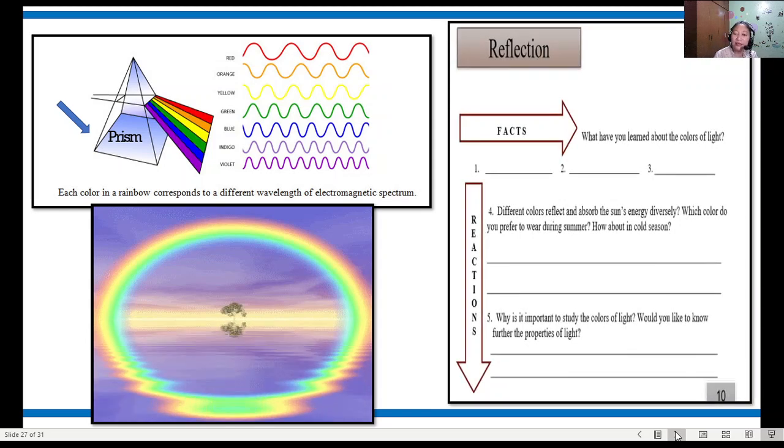And then the last activity is the reflection on page 10. So, madali lang naman yan. 1, 2, 3 are facts. So, what have you learned about colors of light? And reactions 4 and 5.